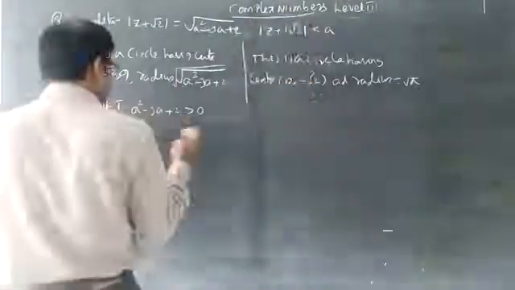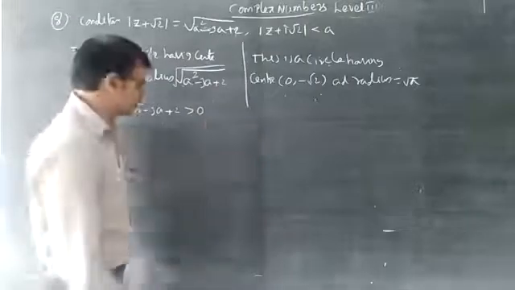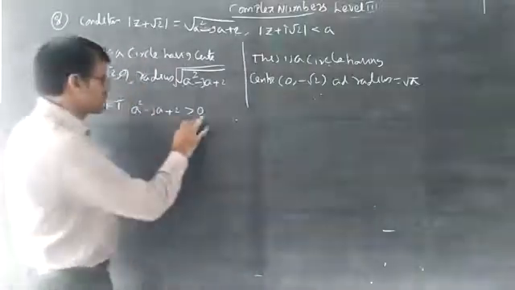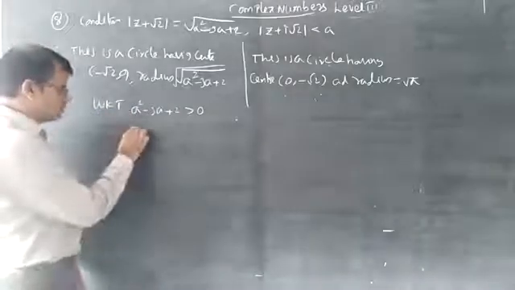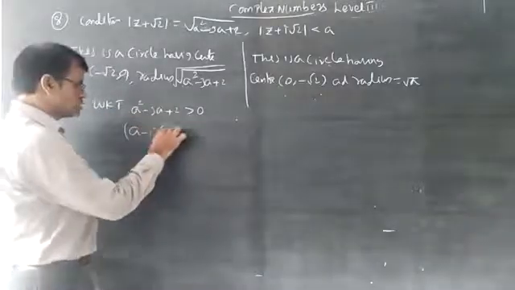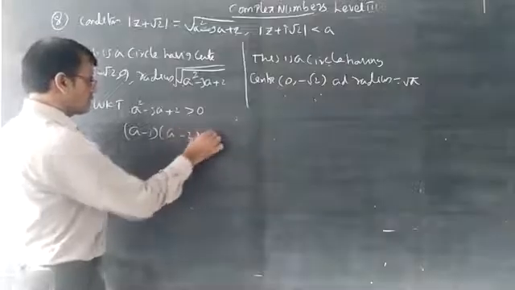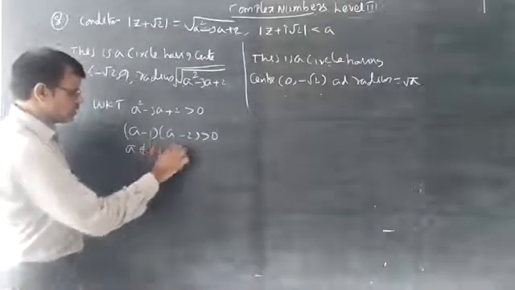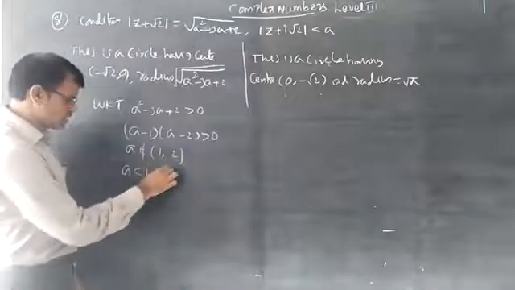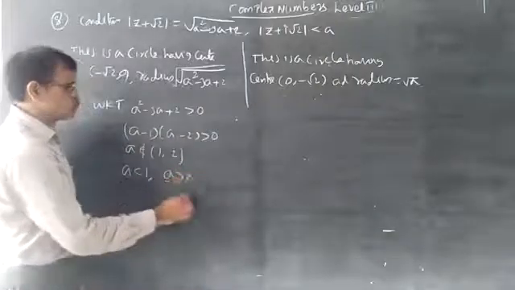So there is a point, whenever it is a point circle, you can apply radius is 0. So I am taking it is not a point circle, so any square greater than or equal to 0, so radius greater than 0. Now you can understand this one, (a minus 1) into (a minus 2) greater than 0. Everyone knows the concept: a does not belong to [1, 2]. That means a less than 1, a greater than 2.